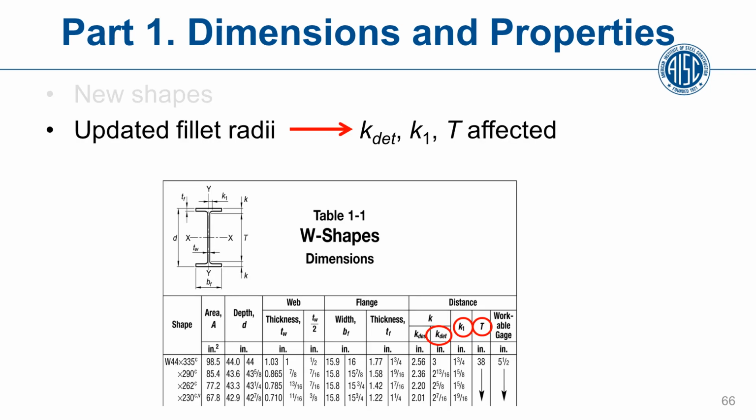Also, in consultation with the mills, they had told us that the fillet radii have changed, which in rolling tolerance has changed. Therefore, it changed the k detailing, the k1, and the T dimensions for these wide flange shapes as well. Refer to these in Table 1-1. They're all in Part 1 on dimensions and properties. These have changed for quite a few shapes. Make sure you refer to those in your designs.